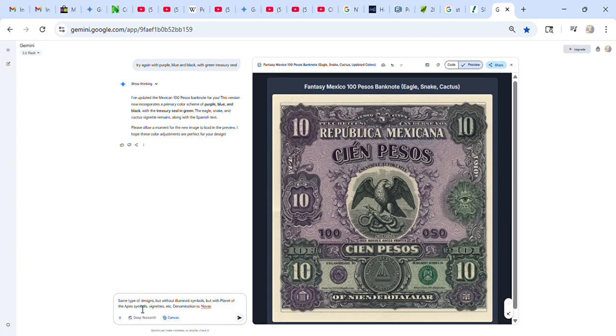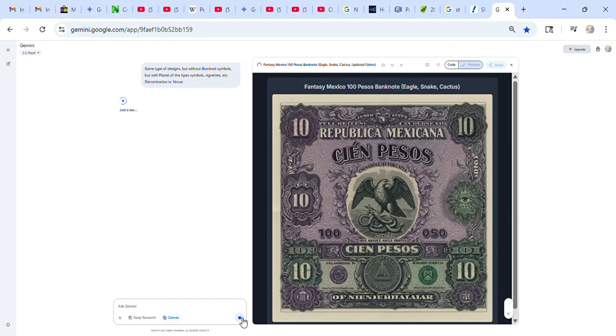So I typed into the prompt same type of design but without Illuminati symbols, and I had that in each one of them. You see that like with the all-seeing eye there. And I said, but with Planet of the Apes symbols, vignettes, etc., denomination in novas. And remember, Nova was the name of the woman who was the love interest of George Taylor, played by Charlton Heston in the 1967 movie. So that's the parameter. We'll see what it can do.